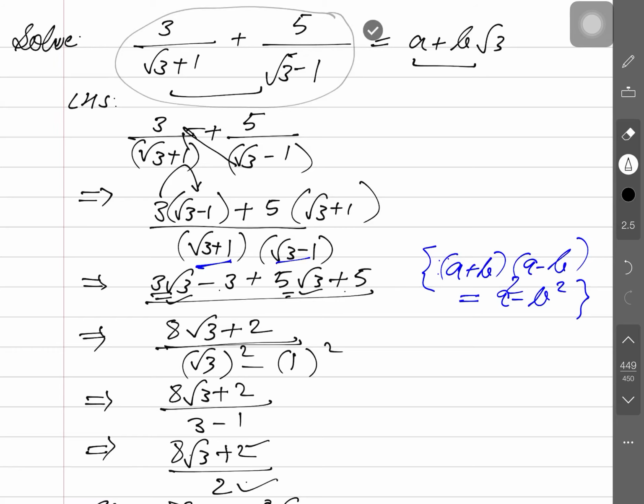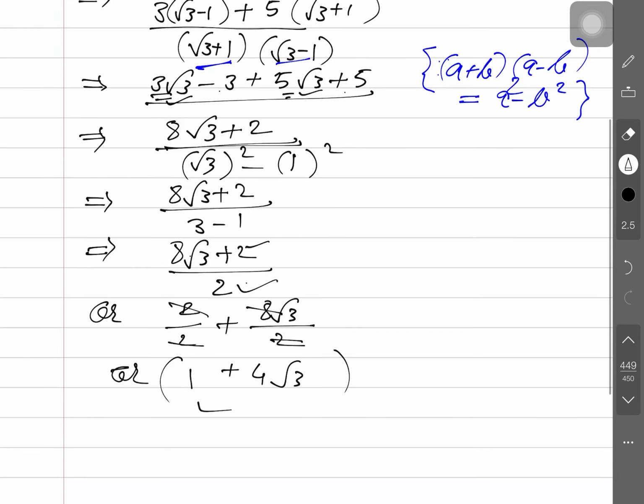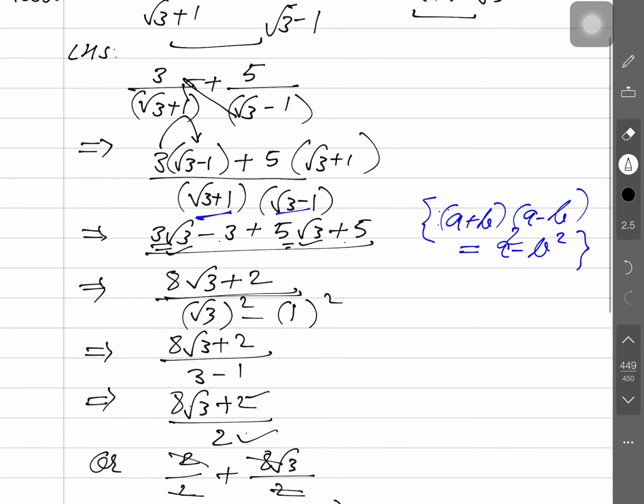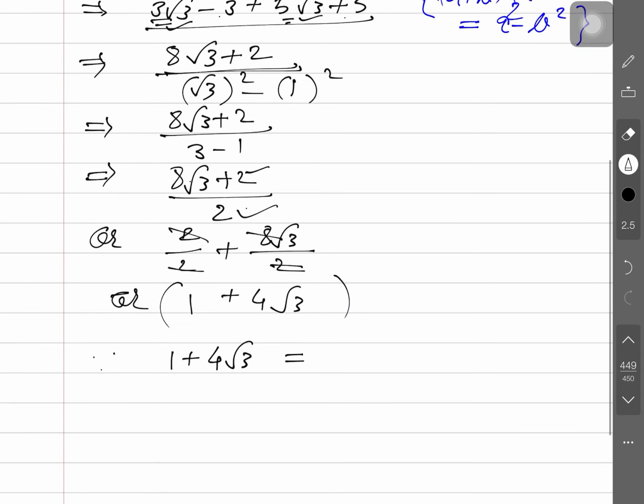Clear? And this expression is actually to be brought into this format. So we write 1 plus 4 root 3, which is the solution of the left hand side. The solution is a plus b root 3. What next, please tell me? This is the rational part and this is the irrational part. Both are equal, and obviously a rational cannot be equal to an irrational. So this is the rational part and this is the irrational part.